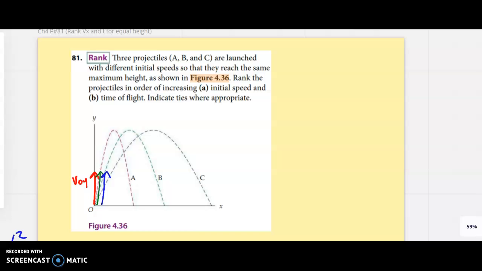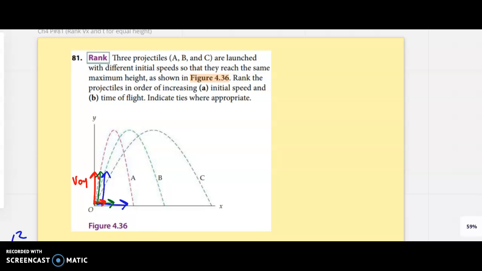So they're all going to be in the air for the same amount of time because they're all going up to the same height, coming down from the same height. But since C is going the farthest, that means it must be moving the fastest, because in the same amount of time it went the farthest. B is moving a medium amount and A is moving the least amount.